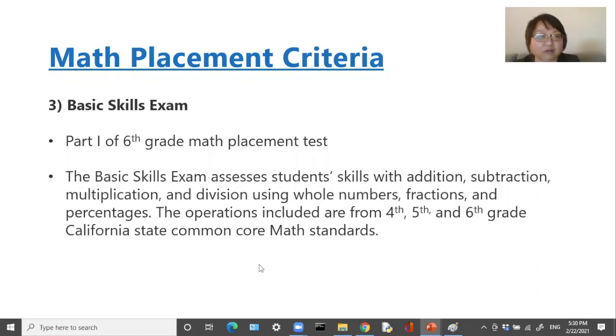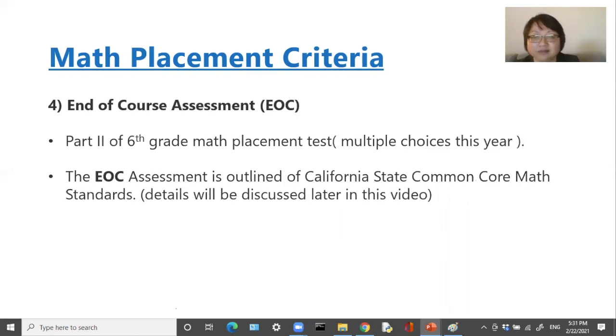The third criteria is the basic skills exam, which is part 1 of the 6th grade math placement test. The basic skills exam asks students' skills with addition, subtraction, multiplication, and division using whole numbers, fractions, and percentages. The operations include from 4th, 5th, and 6th grade California State Common Core Math Standards.